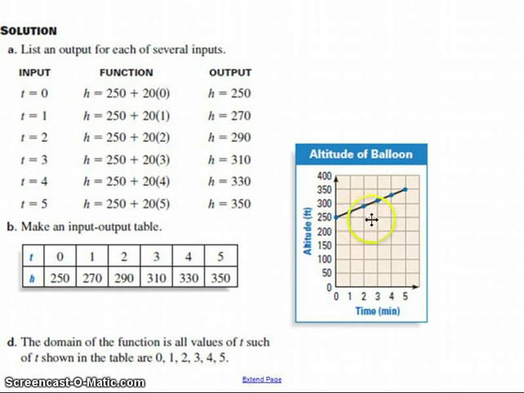If you're looking at the graph, though, the domain includes the spaces in between 0 and 1, and in between 1 and 2, and in between 2 and 3, and so on. So it's actually all the way from 0 to 5. So in other words, time is greater than or equal to 0, less than or equal to 5.